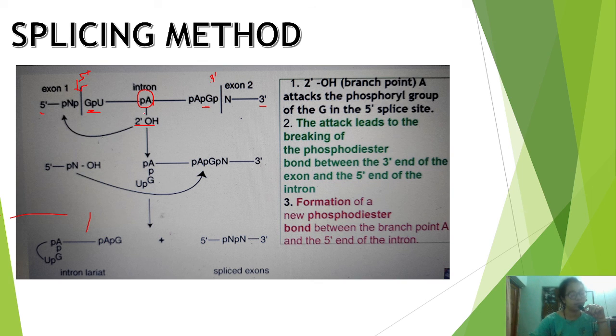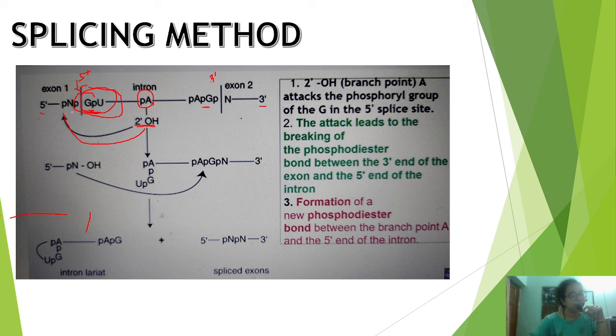What happens in this technique? This branch point, that is the adenine in the intron, contains a 2' OH end. This 2' OH end will form a nucleophilic attack on the 5' splice site. As a result, what will happen? This portion will be removed, and this much portion will be attached to this end. You can see here this region, up to this much portion, the attack will be done right here.